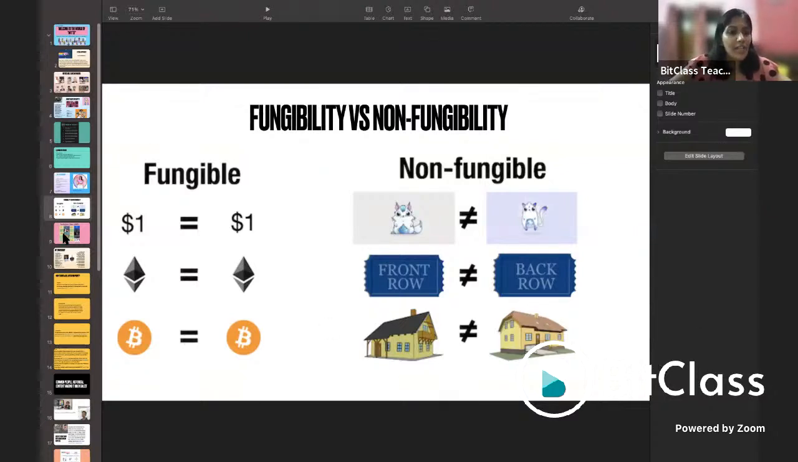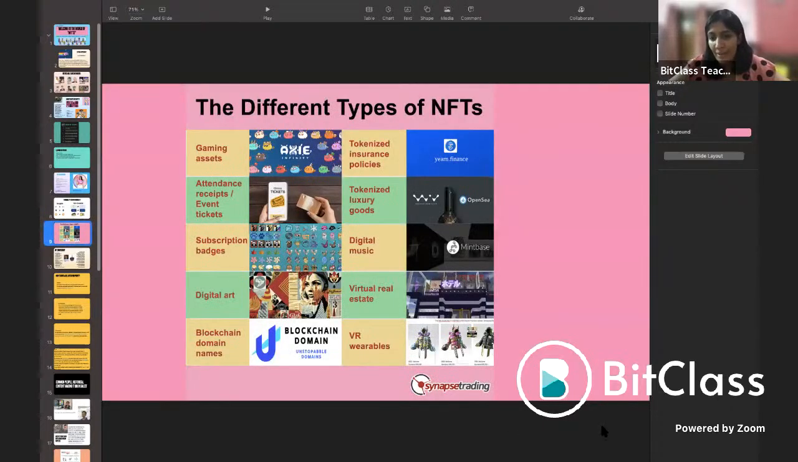Okay, so now these are different types of NFTs, all right? So let us check them out. They are gaming assets, right? There is Axie Infinity, there is Sandbox, there is Decentraland, there are P2E games. All right, let me type it for you guys in the chat box. There are P2E. P2E stands for play to earn games. All right, you can earn money if you play these games.